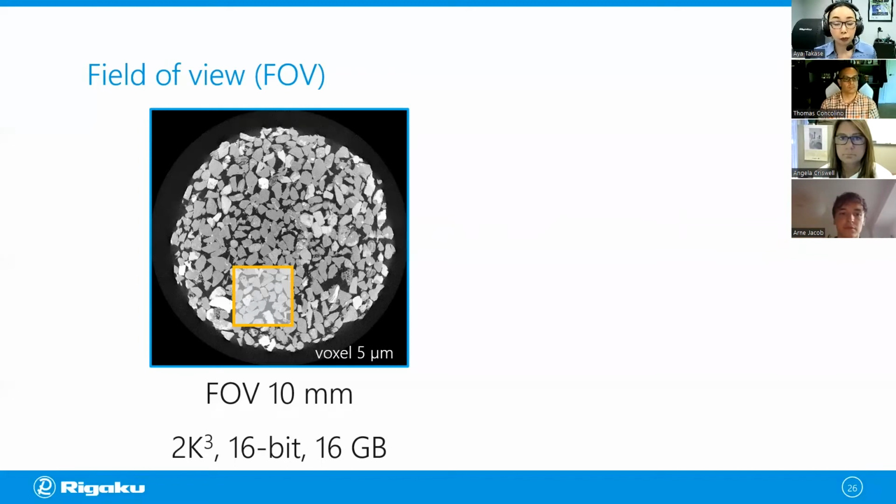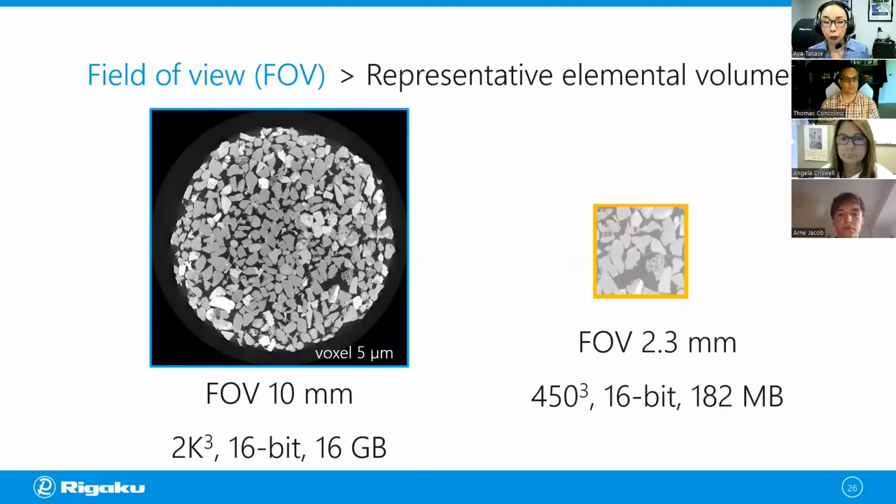To see if that's a good representation of the entire volume, you can do the analysis for that volume and do the same thing for another area. And you repeat the process and then make sure that they give you consistent results. And if that's the case, you can go ahead and say that, okay, this tiny cube is my representative element volume that gives you safely representative parameters for your sample. In this case, this is a 2.3 millimeter field of view, and the file size is a lot smaller. It's only 182 megabytes. But if this volume gives you consistent results, you can just use that as your field of view.